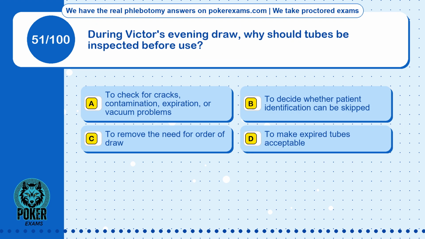Question 51. During Victor's evening draw, why should tubes be inspected before use? Option A. To check for cracks, contamination, expiration, or vacuum problems. Option B. To decide whether patient identification can be skipped. Option C. To remove the need for order of draw. Option D. To make expired tubes acceptable.